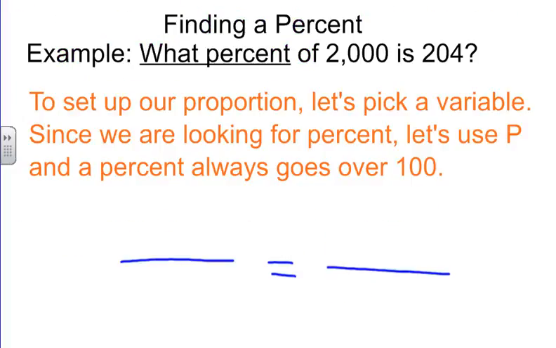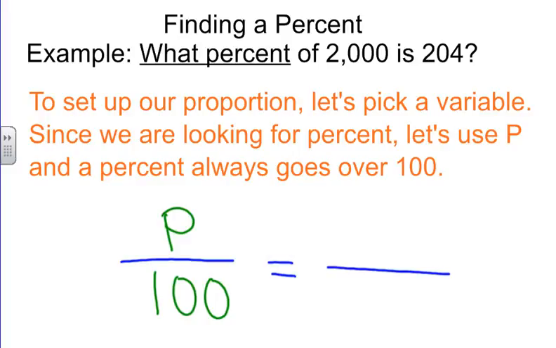Okay, let's practice finding a percent. Here's an example. What percent of 2,000 is 204? To set up our proportion, let's pick a variable. Since we're looking for a percent, let's use P, and a percent always goes over 100. So we're going to put P in the numerator, and we put 100 on the bottom. Remember, a percent is always over 100.